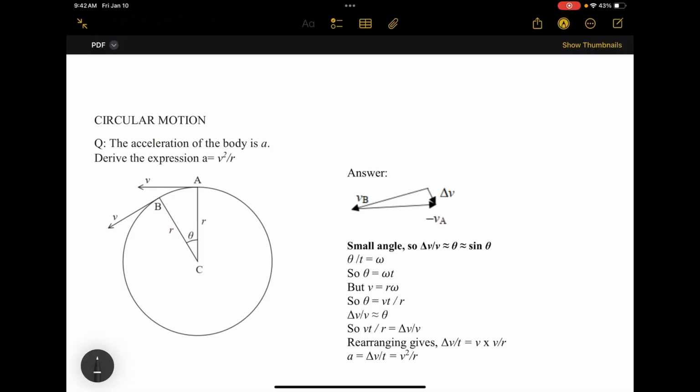Okay guys, this is one question that is definitely going to come in your exam: deriving the expression a = v²/r. This question comes as a 5 marks question. This will definitely come, hopefully in today's January 2025 exam, physics Unit 4.